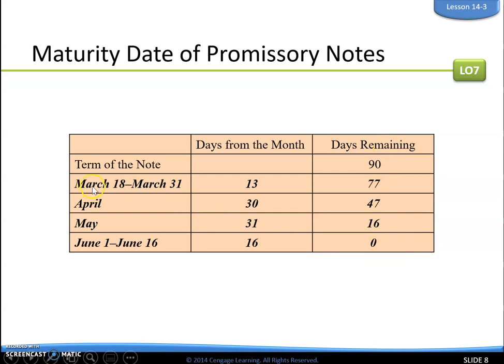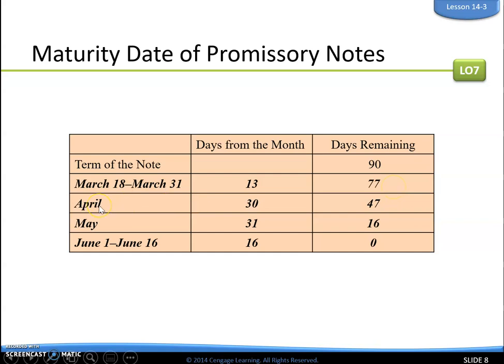Okay. We received the note on March 18th. So we're going to do subtraction here because we know that there are 31 days in March and it was signed on the 18th. So we're going to take 31 minus 18 and that gives us 13 days. So that's showing that we're going to use 13 days in March. Okay. Now we're going to subtract to figure out how many days we have remaining. So we have 90 days. We used 13 in March. Now we have 77 days left.